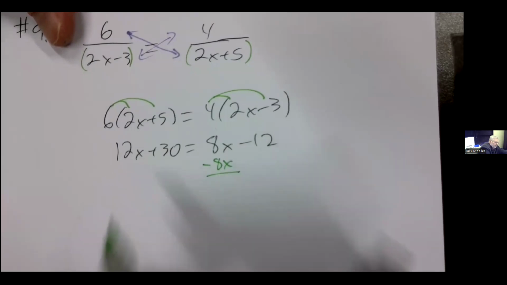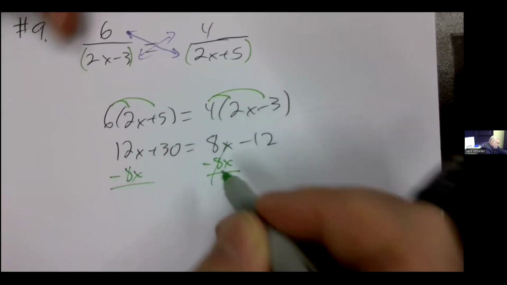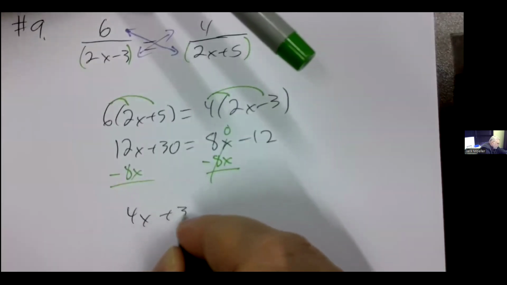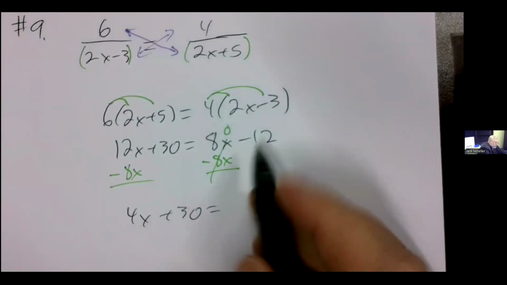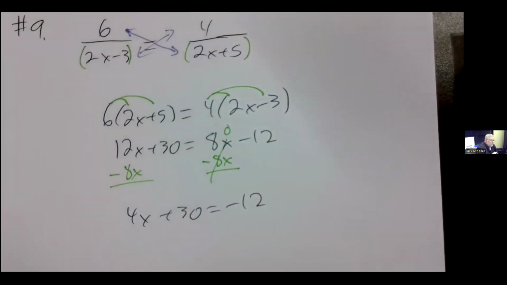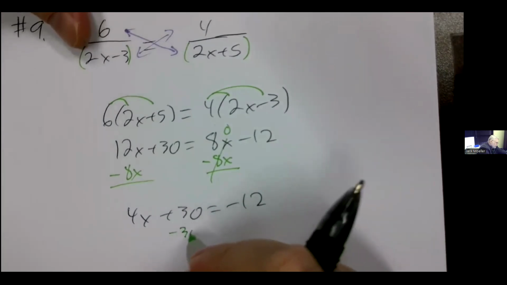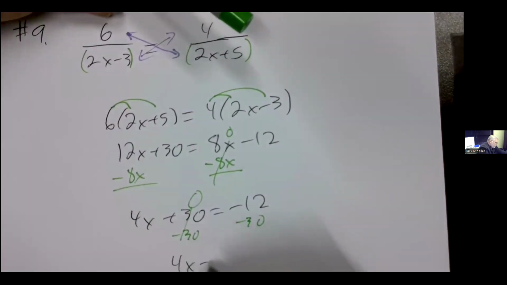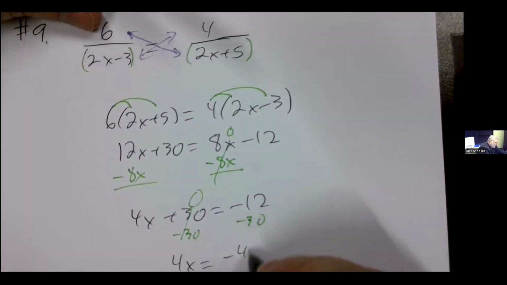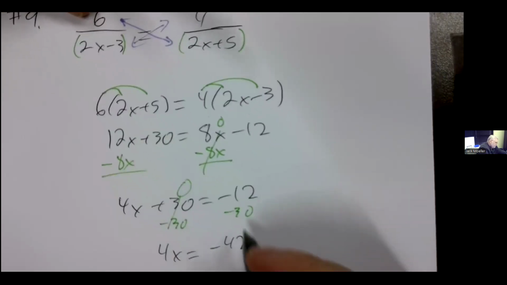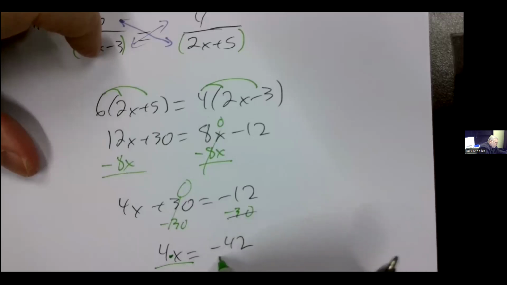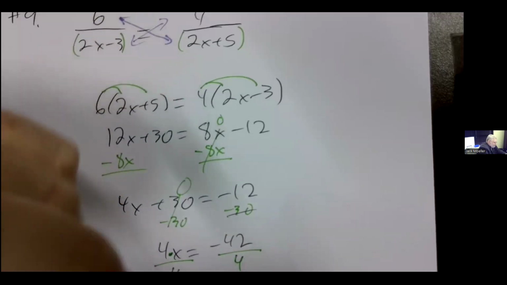So I'm going to get my variables on the left. So I'm going to subtract 8x from both sides. 4x plus 30 equals, and don't lose those negatives. Subtract 30 from both sides. That will zero that out. 4x equals minus 42. And then that's 4 times x. The opposite of multiplying by 4 is dividing by 4. That gives me 1x, which is just x.